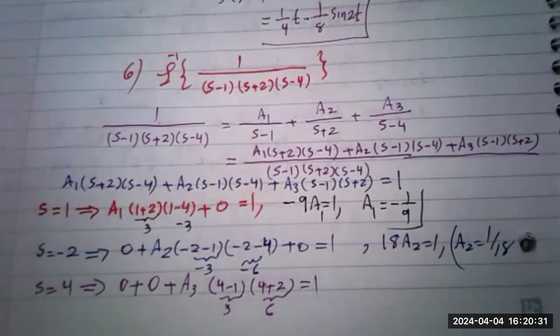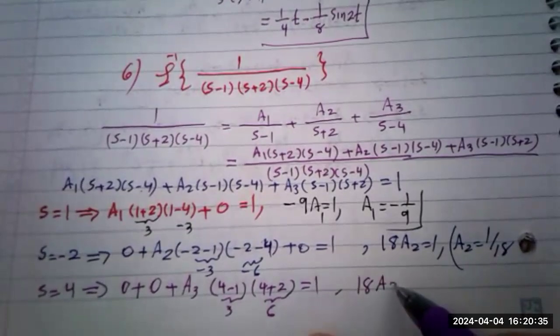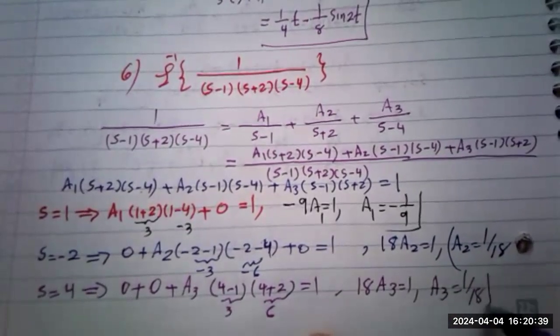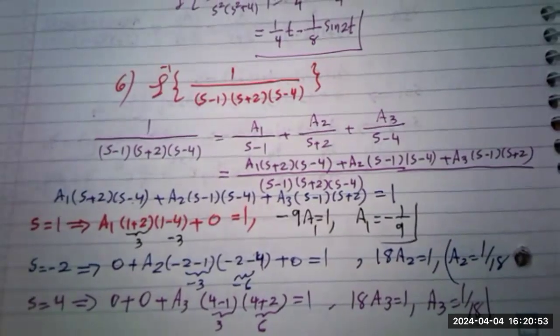Okay, again, that makes it 18. So 18 A3 is equal to 1. So A3 would be 1 over 18. If you go back and substitute, they are all exponential functions. Okay, so this will remind you of the procedure that you're going to have.